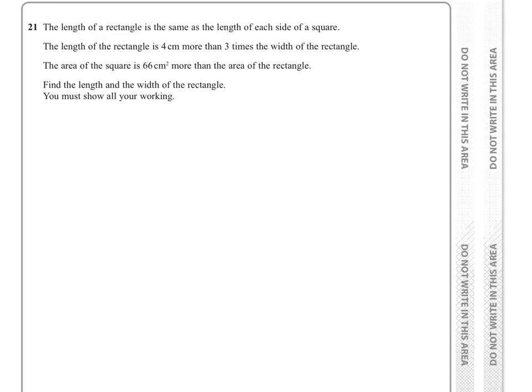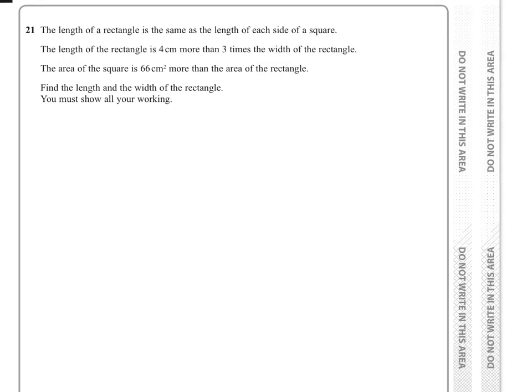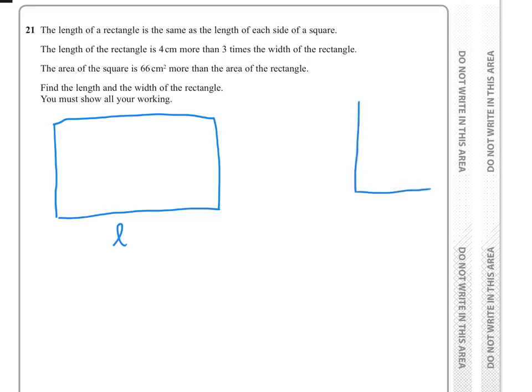Question 21. It says the length of a rectangle, so let's draw this rectangle out. It says the length of that rectangle, let's call it L, is the same as the length of each side of a square. So let's have a square here, obviously not to scale, and we'll call each of those L. And it says the length of the rectangle is 4 centimetres more than 3 times the width of it. So if that's the width, we've got to have 3 of those, 3 times the width, with 4 more added on.